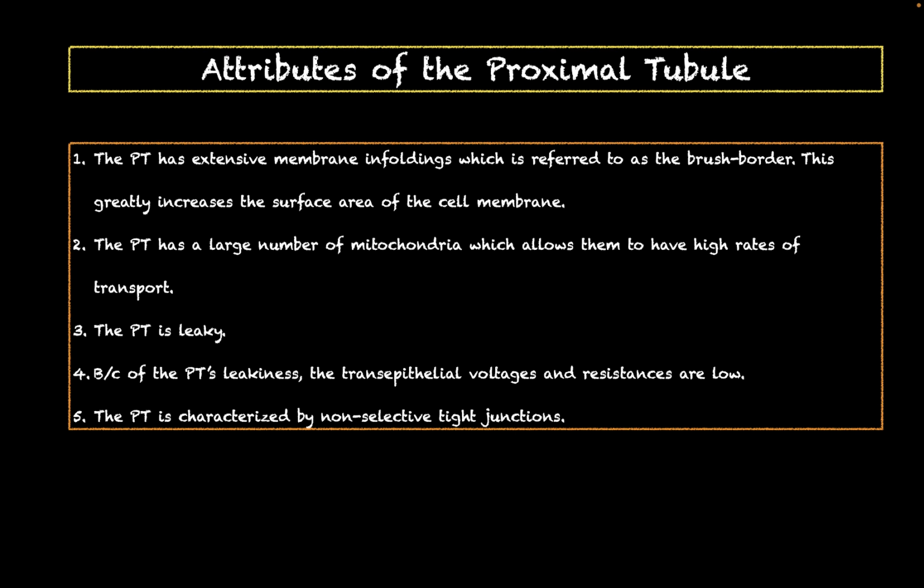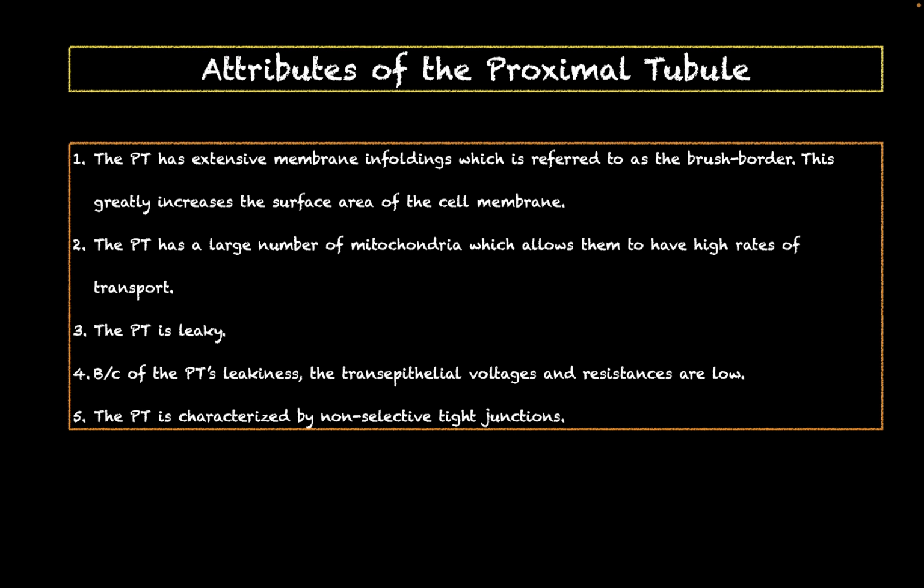The third attribute is that the proximal tubule is leaky, and because of its leakiness, it has a very low transepithelial voltage, it has a low resistance, and in addition, it's going to allow certain paracellular mechanisms to take place for the solutes. And then the last attribute is that the proximal tubule is characterized by non-selective tight junctions.